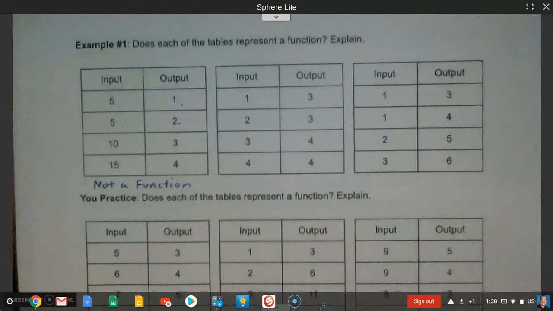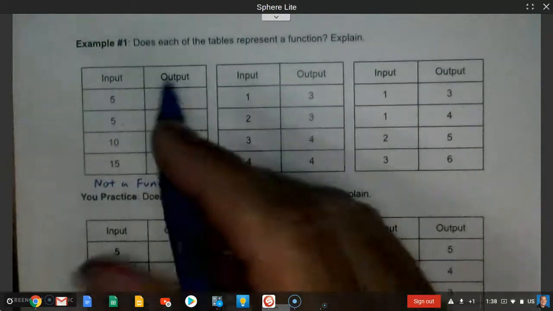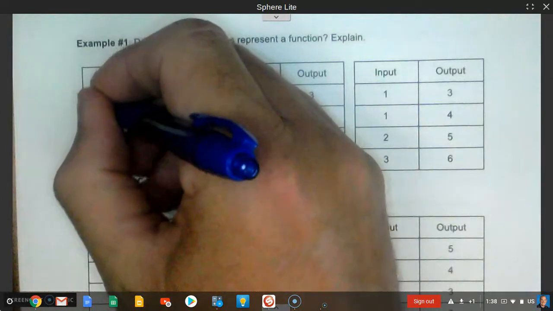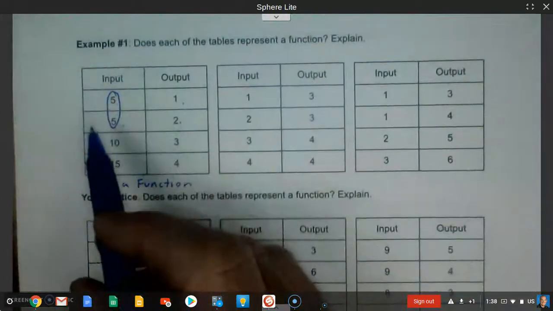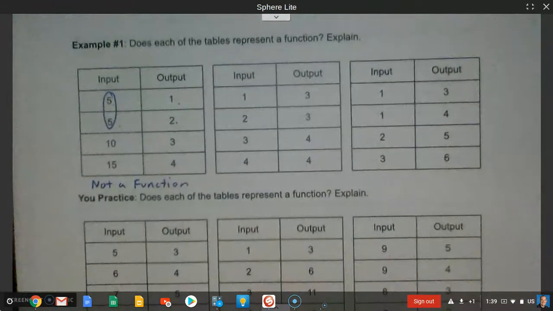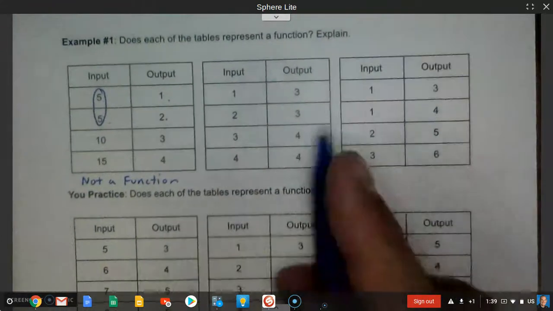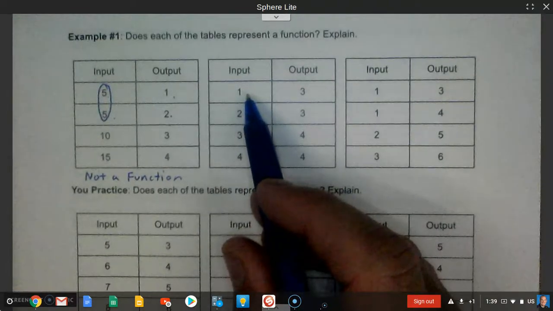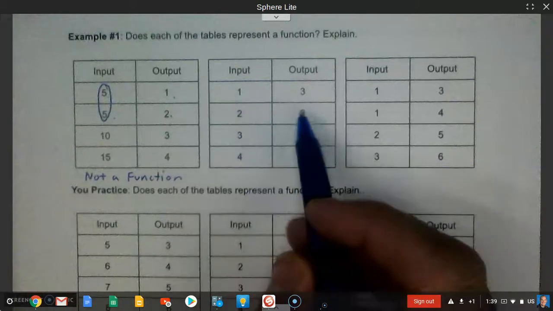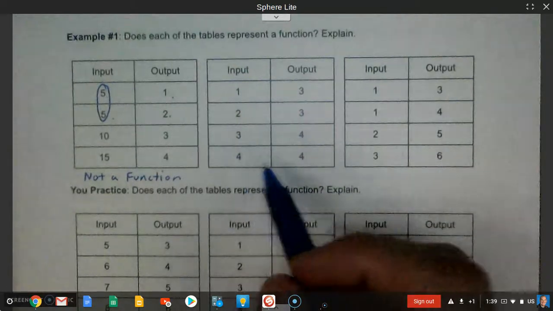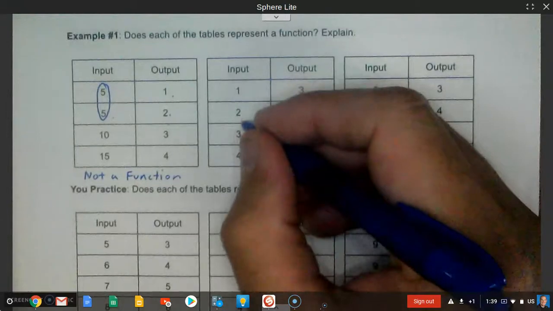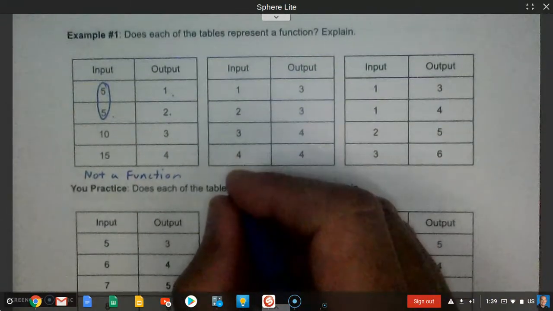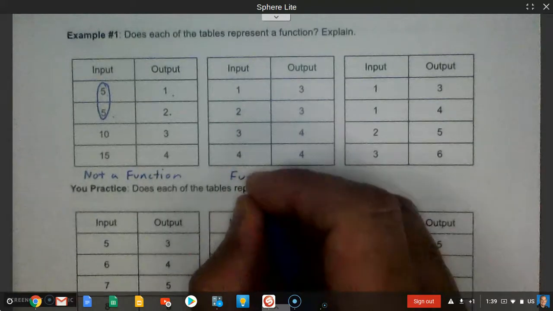Now, the quick and easy way to determine whether it is a function or not is just by looking at the inputs. Are there any duplicate values? So since there are 2 duplicate values, we know that this is not a function. On the second one, I have 1, 2, 3, and 4. There's only one output for 1, only one output for 2, only one output for 3, and only one output for 4. Notice that there's no repeating. So since there's no repeating numbers, we know that this is a function.